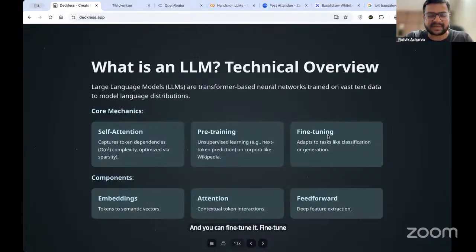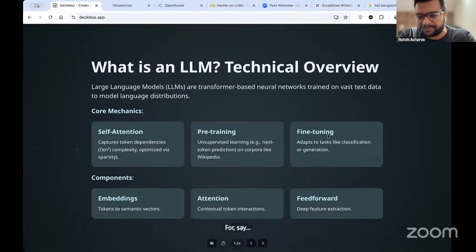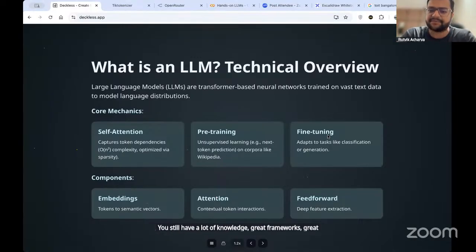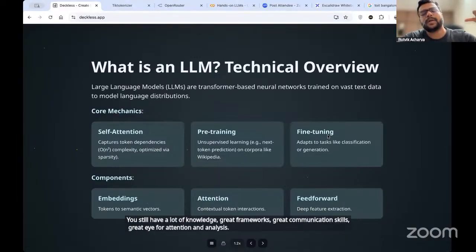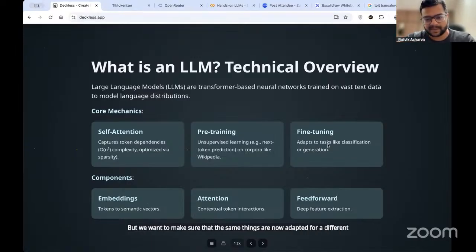Fine tuning essentially means this: you are a great candidate in the market who is a consultant on energy based projects. Now, I want to hire you for, say, automotive companies. So you are still great. You still have a lot of knowledge, great frameworks, great communication skills, great eye for attention and analysis. Now, do whatever you used to do for the energy sector, please do it for the automotive sector. The foundations, a lot of it, remain the same, but we want to make sure that the same things are now adapted for a different use case. That's basically fine tuning.